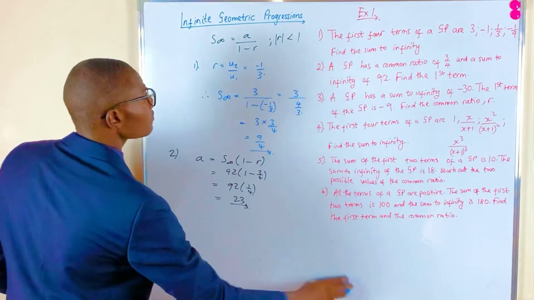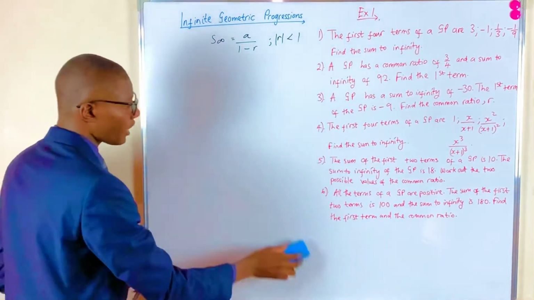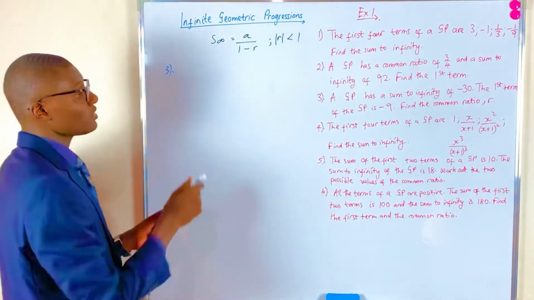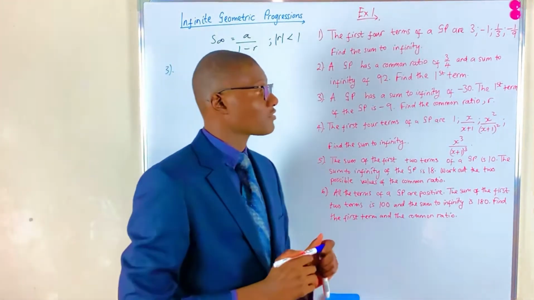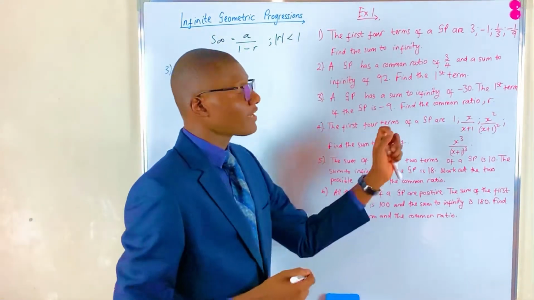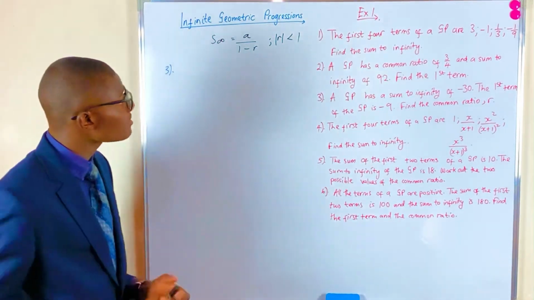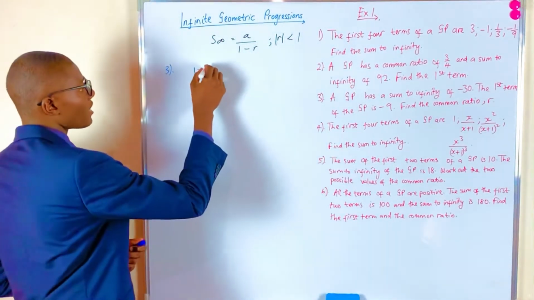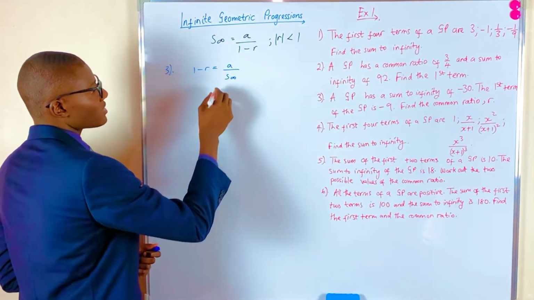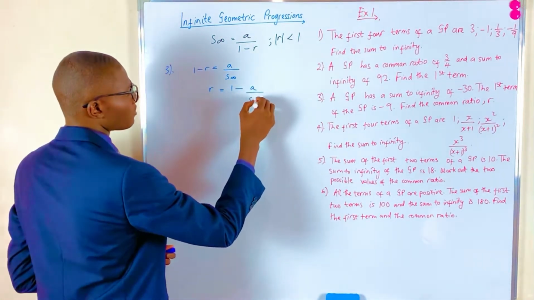And now let's move on to number 3. Okay, moving on to number 3, we're told that a GP, geometric progression, has a sum to infinity of -30. The first term of the GP is -9. Find the common ratio. So now we need to find r. If you make r subject of the formula, 1 - r is equal to a over the sum to infinity, such that r would be equal to 1 - a over the sum to infinity.